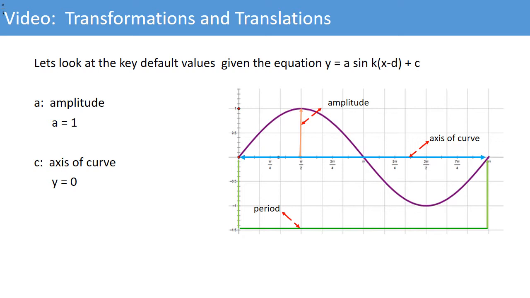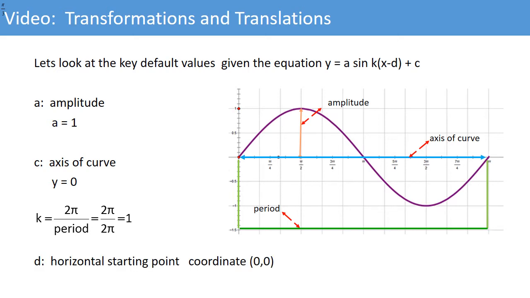The period is the length of one cycle or one pattern in the periodic behavior. Now we have a formula to find k. K is defined as being 2 pi divided by the period. Since the period length of a default graph is 2 pi, we get the equation 2 pi divided by 2 pi, which would give us the value 1.